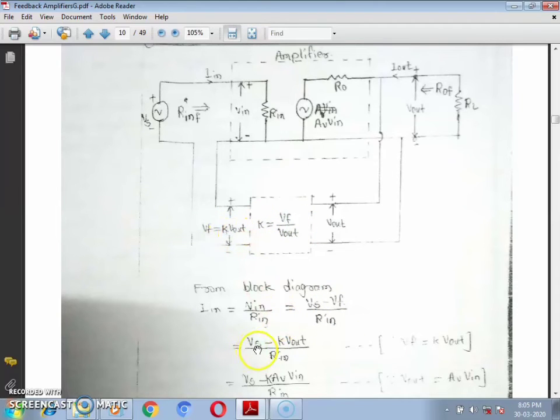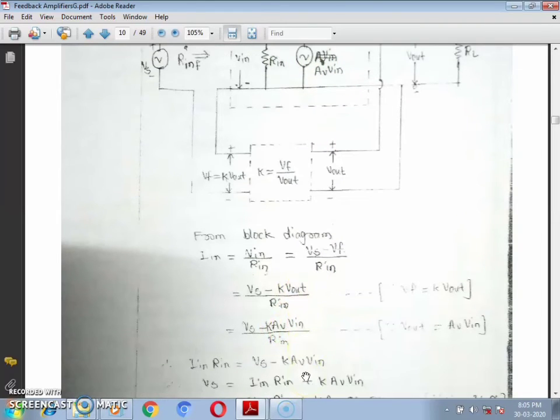By plugging this one, we will have the expression Vs minus K times V out. But what is V out? V out is the output of the basic amplifier, which is given as the gain of the basic amplifier times the input of that one. So V out is replaced by AV. Finally, if we slightly rearrange this expression, we will have input current times the input resistance without feedback equal to Vs minus K times AV.